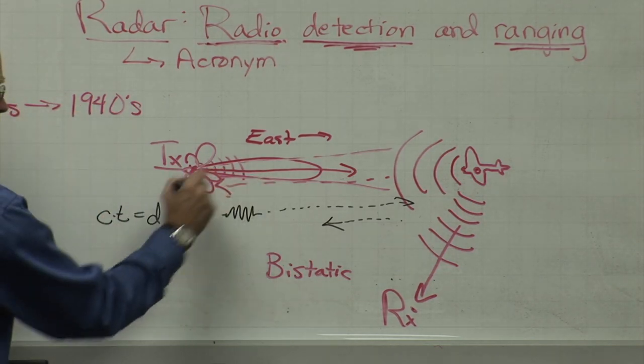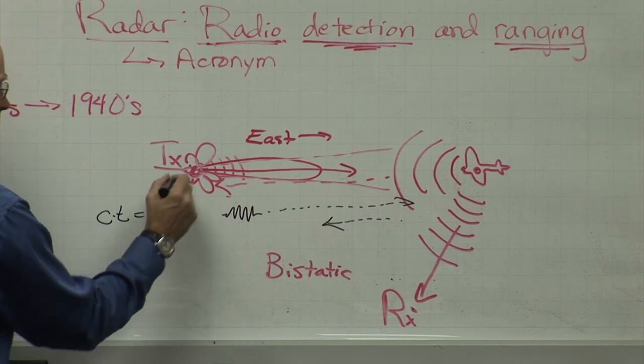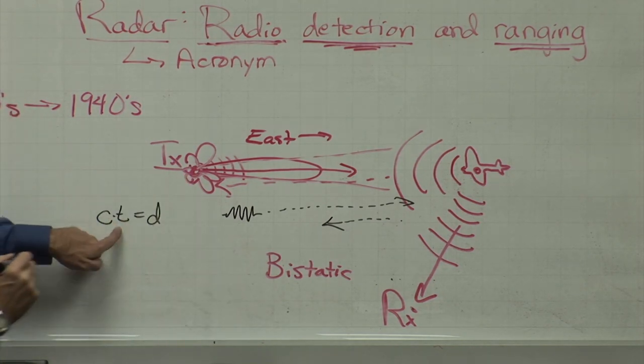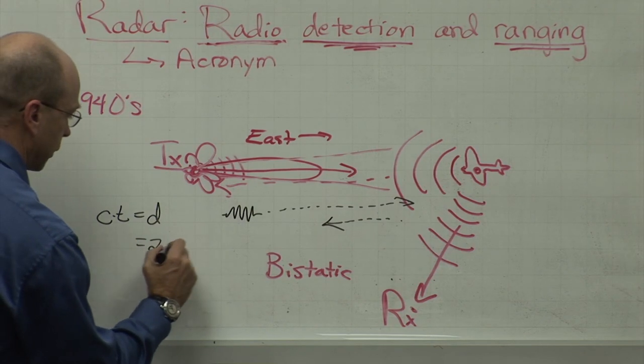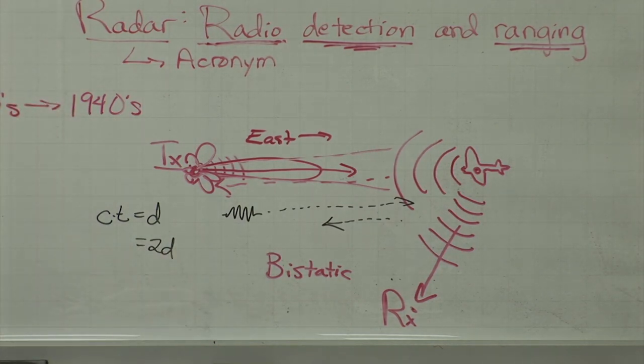And of course, if we're running with a typical monostatic radar, then the interval to go out and come back is actually equal to 2 times the distance, so we have to, of course, divide by 2.